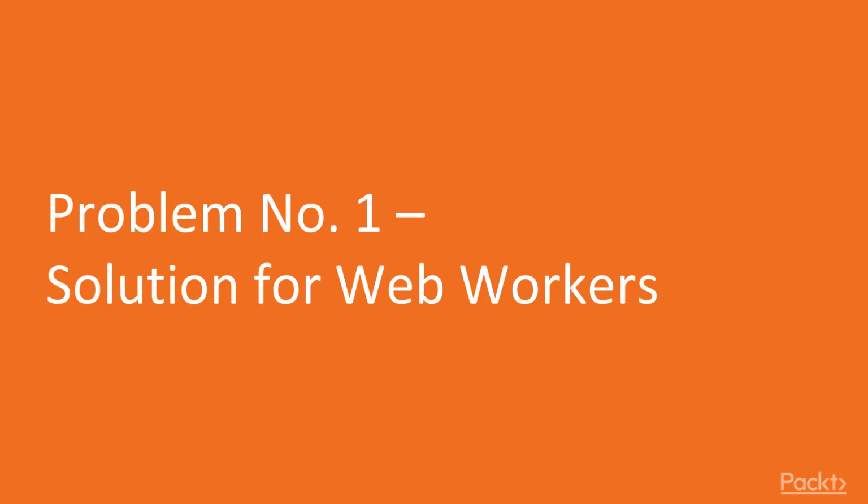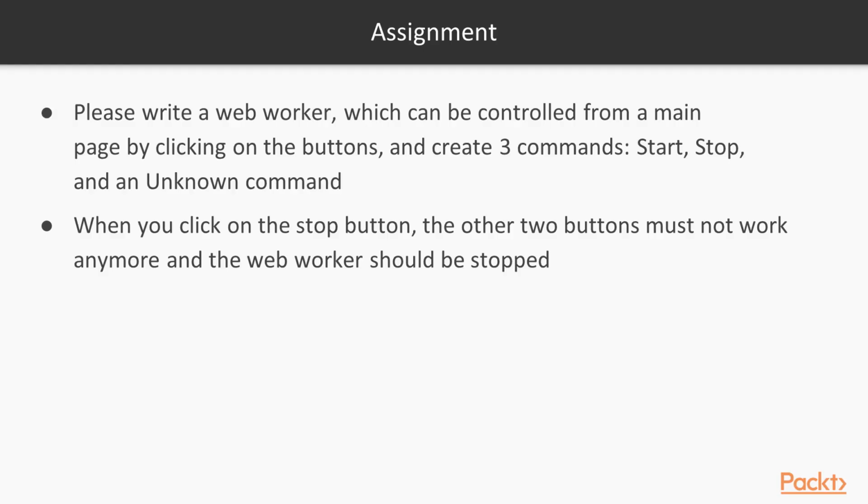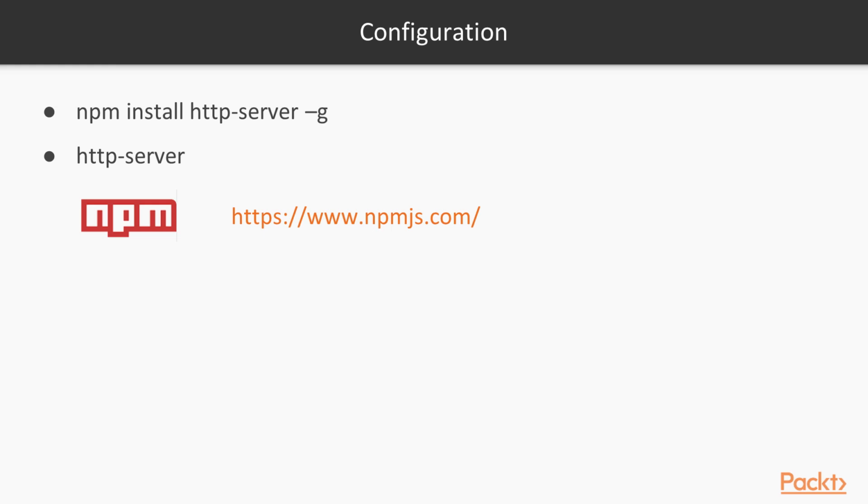In the first video, we're going to talk about problem number 1 with Web Workers solution. Here is a problem. Please write a Web Worker which can be controlled from a main page by clicking on the buttons. Create 3 commands: start, stop, and unknown command. When you click on the stop button, the other 2 buttons must not work anymore, and the Web Worker should be stopped. To run a Web Worker, we need to launch a local server.